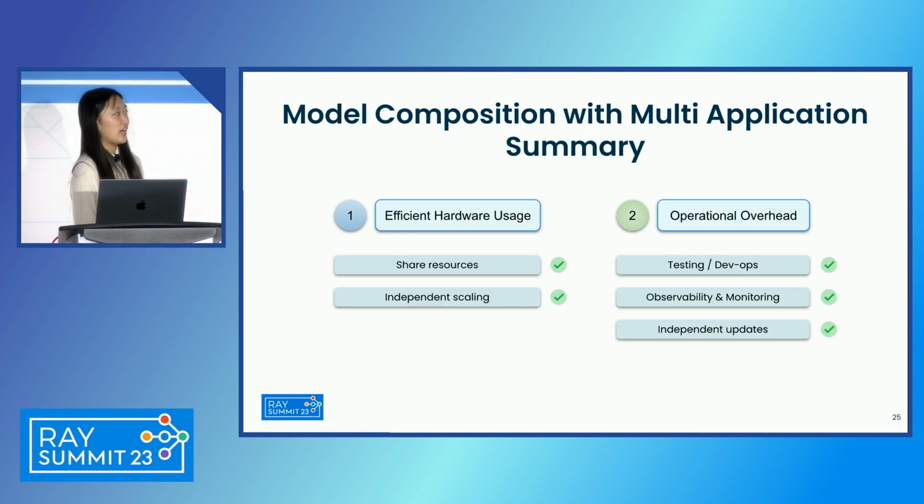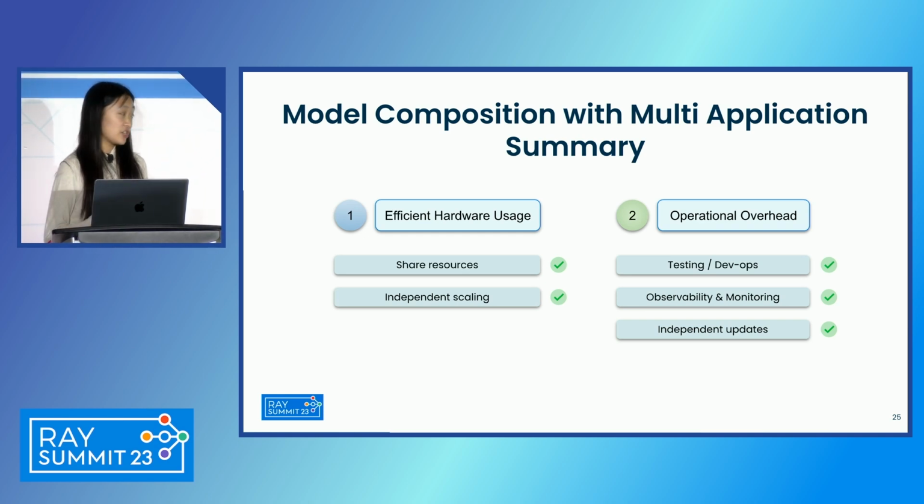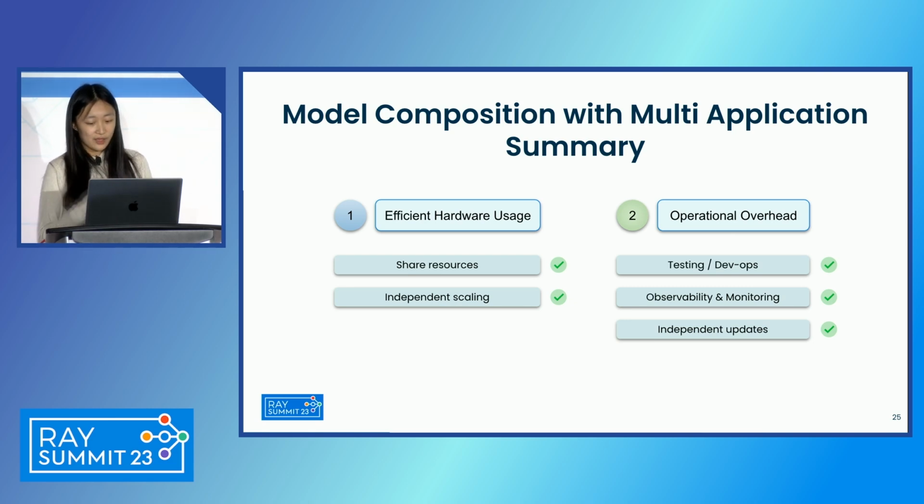Again, let's revisit the challenges that we started with. Like we mentioned, a single application with model composition already gives you a lot of these benefits, like efficient resource allocation and independent scaling of the models, as well as testing your application end-to-end being very easy. Observability and monitoring only has to be set up once for the entire cluster. But the one thing that was missing was independent upgrades.